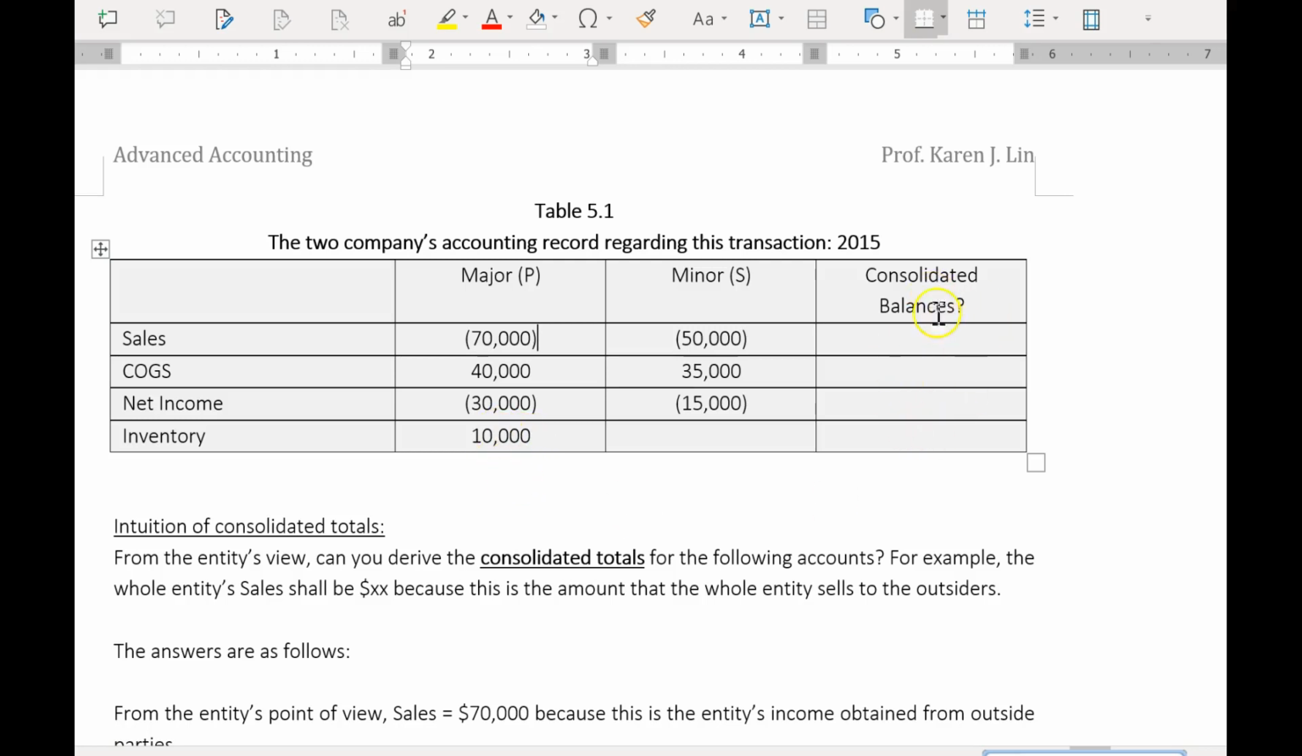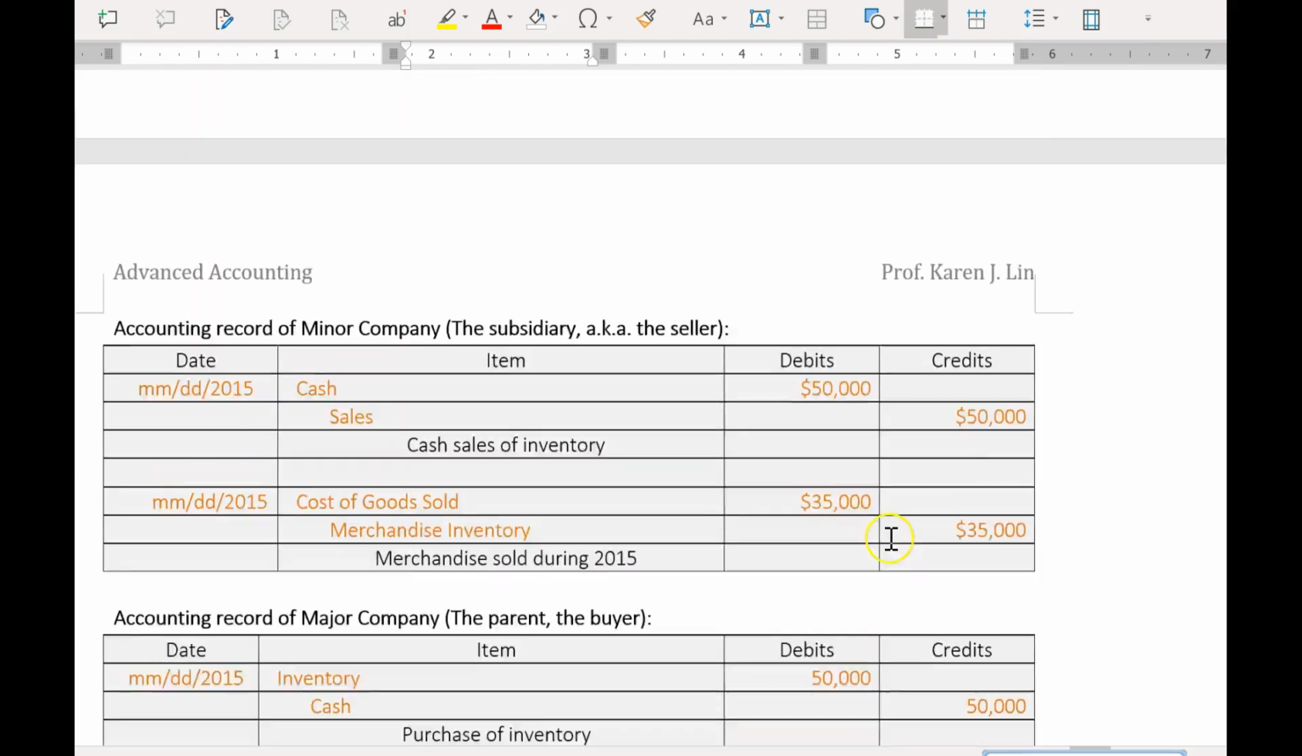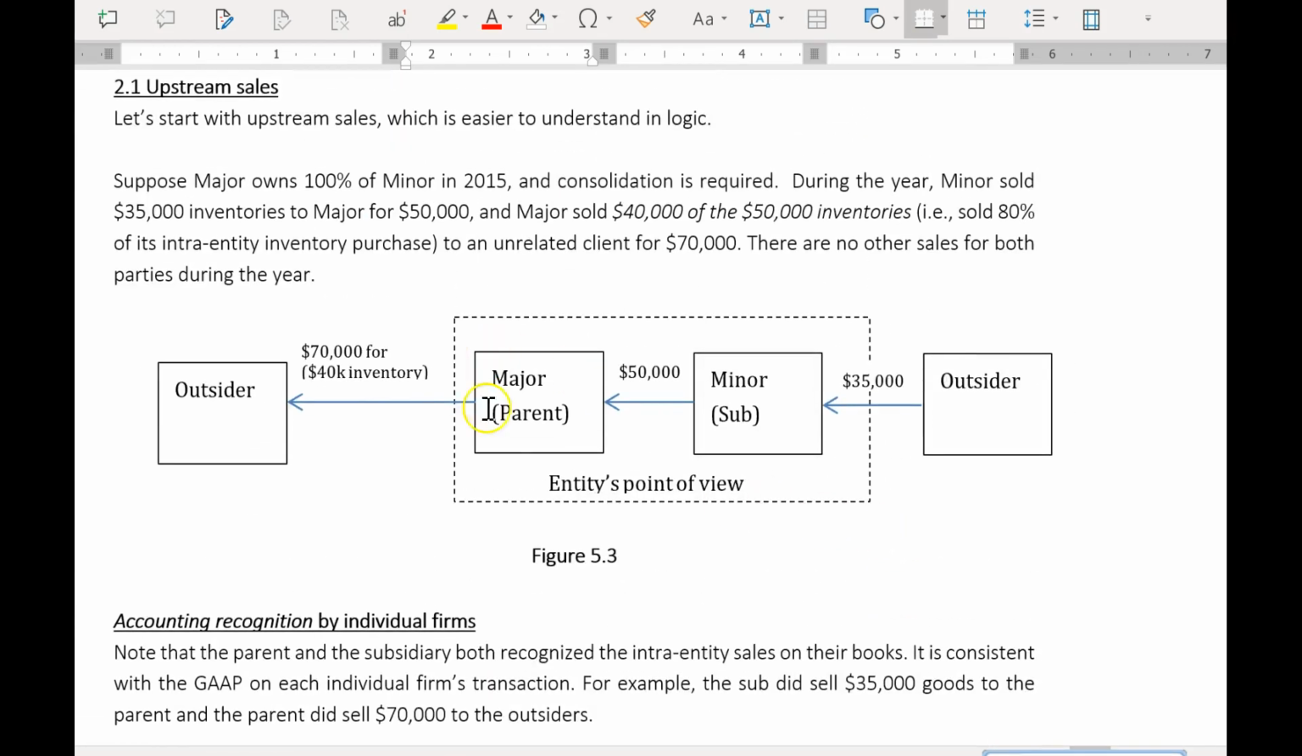Now, what is the consolidated balance of these two columns? If you're watching this video, I'm going to ask you to pause the video to think about what the consolidated balance should be. I'm going to give you a hint: you would be thinking in terms of this box. Okay. So for example, what is the sales of this whole entity? It has to be the sales to outsiders, which means it's the 70K.